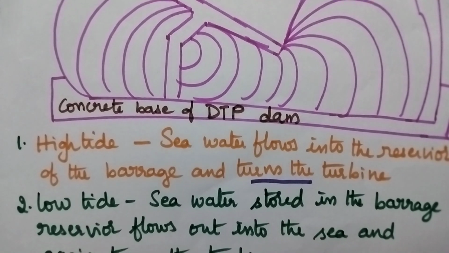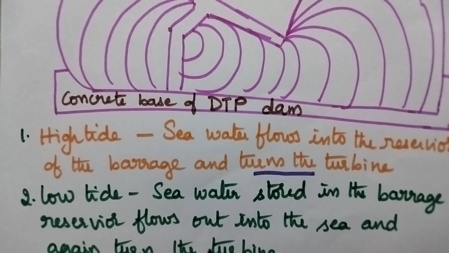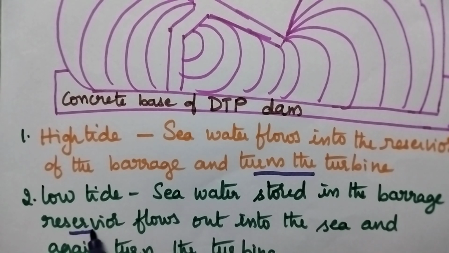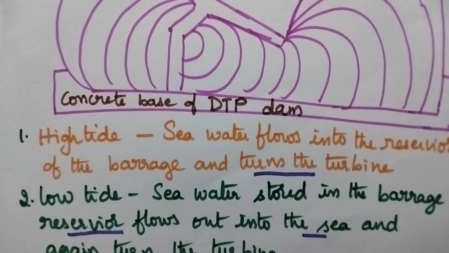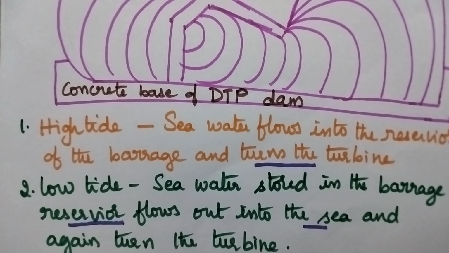Whenever the low tide is obtained, then what happens? Sea water that is stored in the reservoir will flow into the sea. Again it will rotate the turbine. Is it clear? So during high tide and also during low tide, the turbine will be rotated.